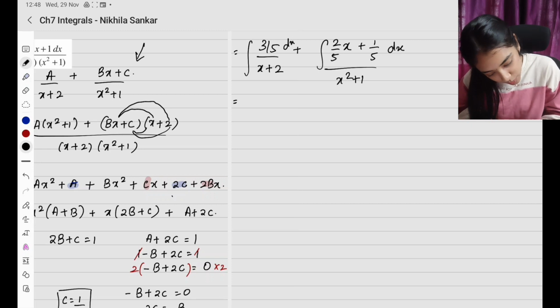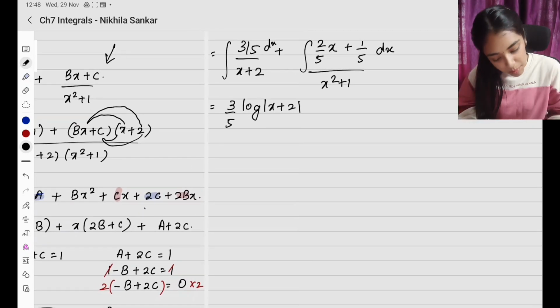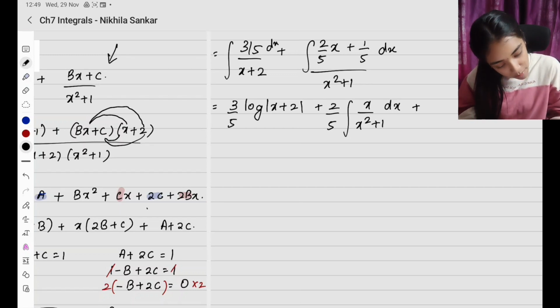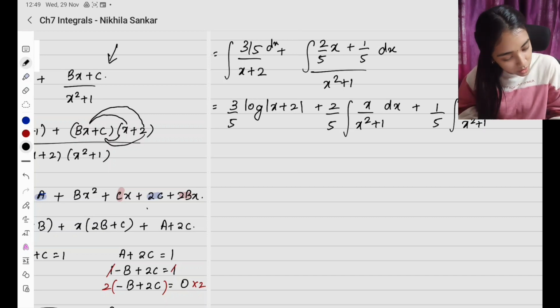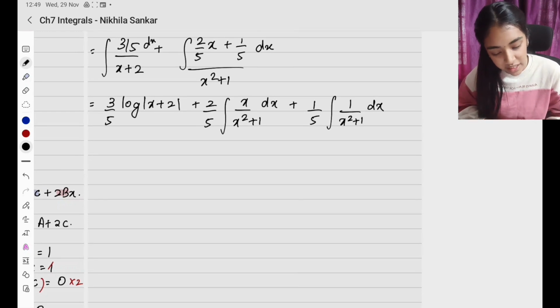So when I split this, what do I have? 3 by 5 is a constant and I have log mod x plus 2. So this is my first term. Now how am I going to split the second term? 2 by 5 is a constant. Integral x divided by x square plus 1 times dx plus 1 by 5 integral 1 by x square plus 1 times dx. Understood? I have split and written it this way because I have linear in the numerator.